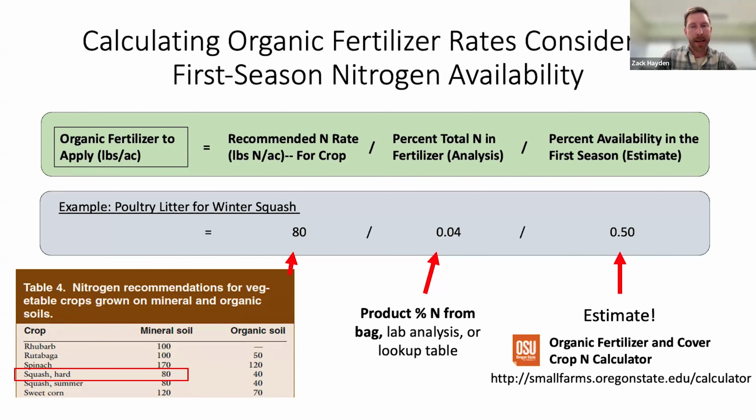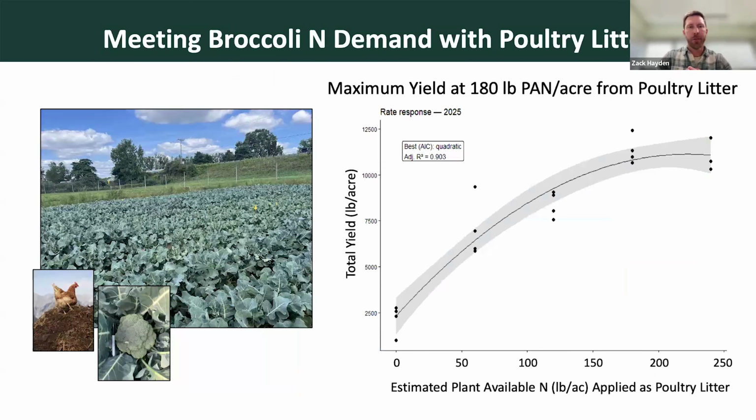And then this is the key step, using the fertilizer and cover crop N calculator. We're going to estimate that about 50% of that is going to become available in the first season. And then we come out with our final estimate of about 4,000 pounds per acre. So 2 tons of this poultry litter should be able to meet that demand in the first season for that crop. All right. So does that work?